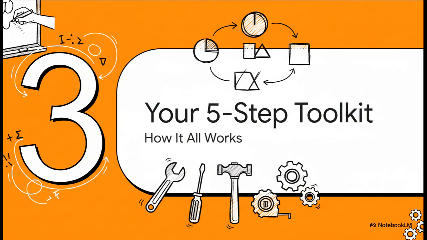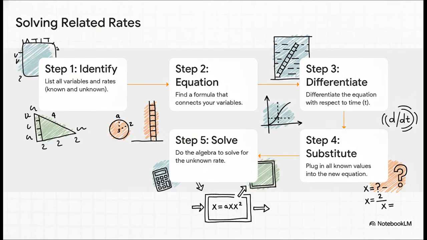All right, so we get the why and the what. Let's talk how. And forget about a confusing jumble of rules. We're going to frame this as a simple 5-step toolkit, a process you can follow for pretty much any related rates problem you'll ever see. And here it is, 5 steps. First, just identify your variables and rates. What do you know, and what are you trying to find? A sketch usually helps. Second, find an equation that connects all those pieces.